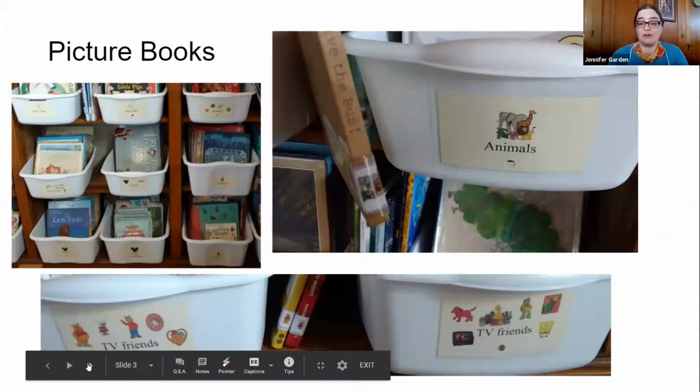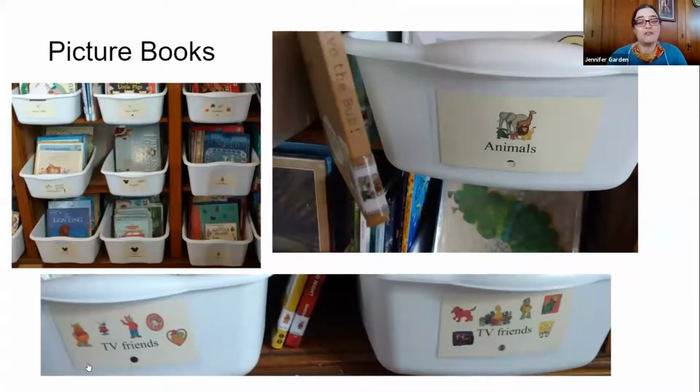I also genrefied our picture books. This was a long process. These are just tubs from Walmart. I started with Christmas books because I figured while parents might be okay reading Pete the Cat Saves Christmas in July, it's probably going to get the most usage in the collection when Christmas rolls around.